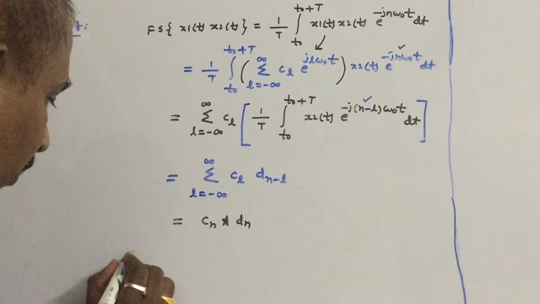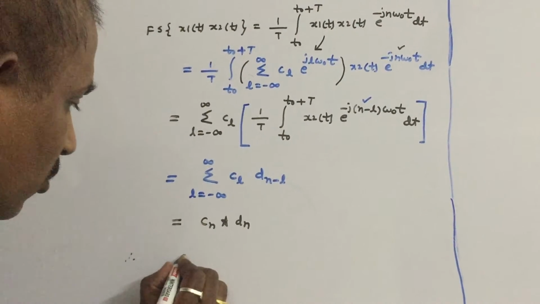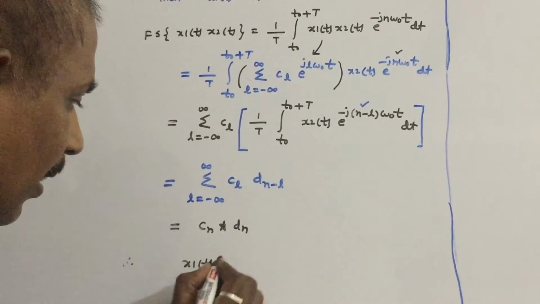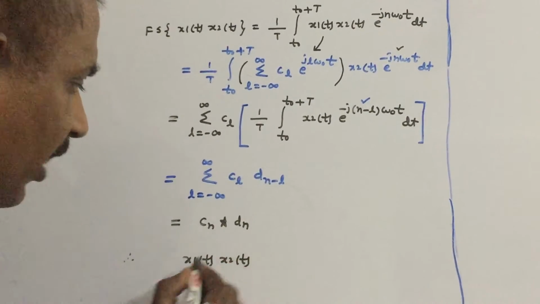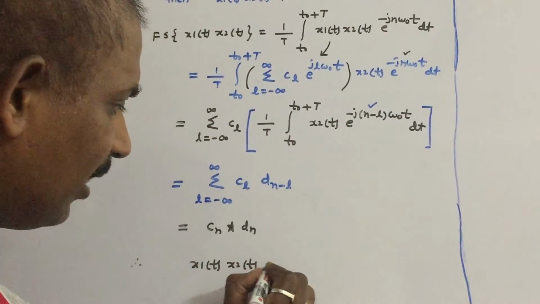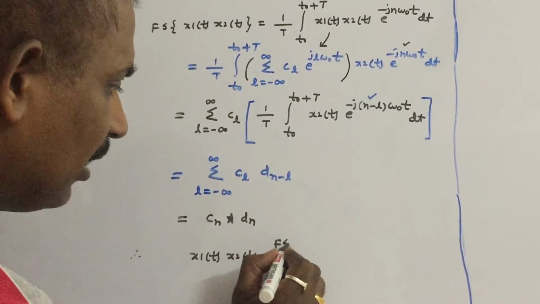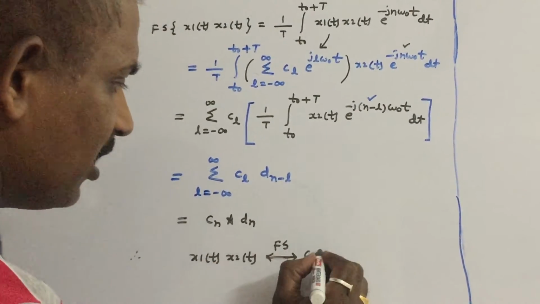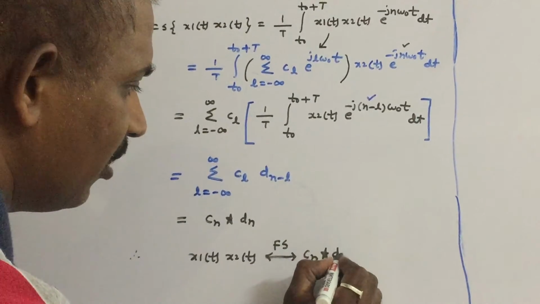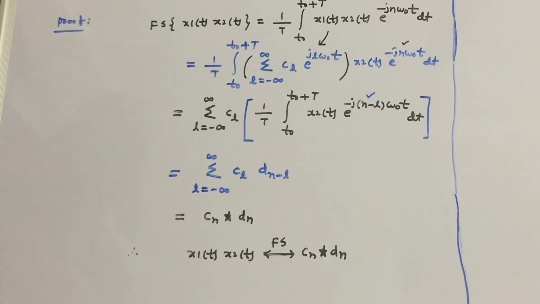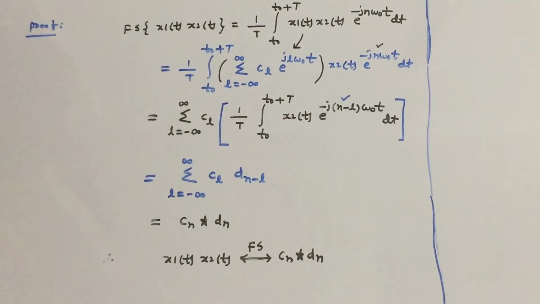So therefore x1 of t multiplied with x2 of t, if you take two periodic signals and multiply, then what happens to the Fourier series coefficients? Just convolve the exponential Fourier series coefficients Cn with Dn. So this is the multiplication property.